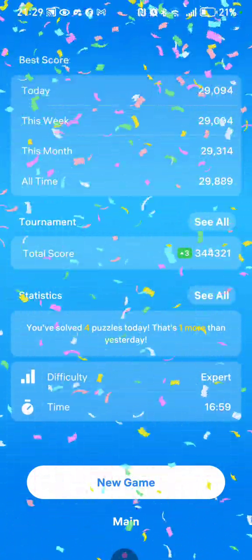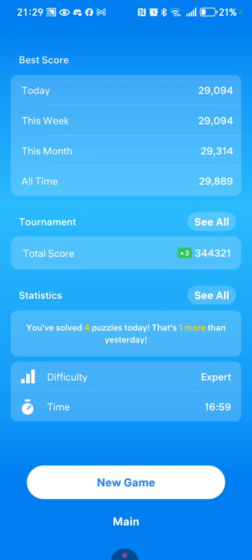I solved 4 puzzles today. That's 1 more than yesterday. But I have no winning streak because I messed the last one up so badly. Anyway, so, yeah, that one didn't have any obvious ones really to start. So, grafted our way through.